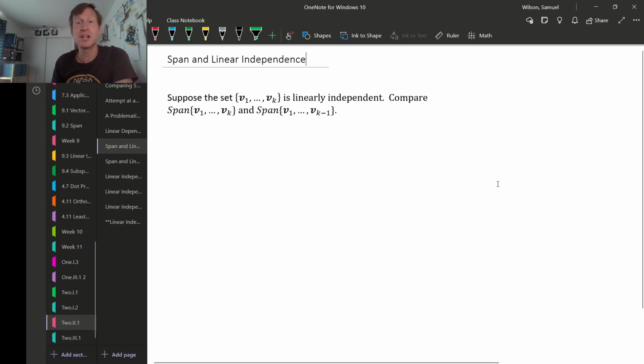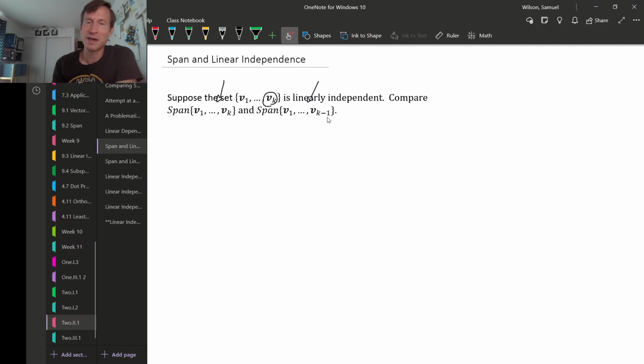So suppose we have a collection of vectors that's linearly independent, and let's throw away one of the vectors. So here we're going to say it's the last one. And let's compare the two spans that we get. The span that we get before we throw away the last one and the span we get after we throw away the last one. So the question is, have we changed the span by throwing away the last one?